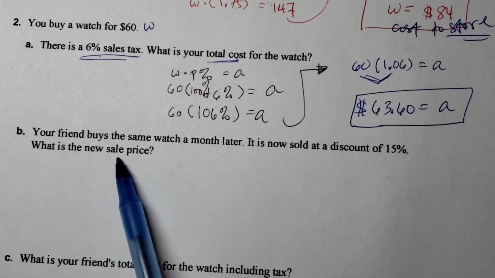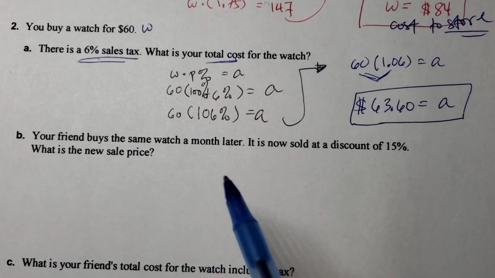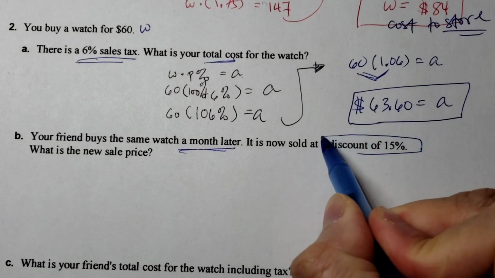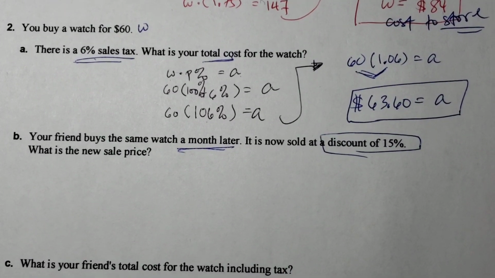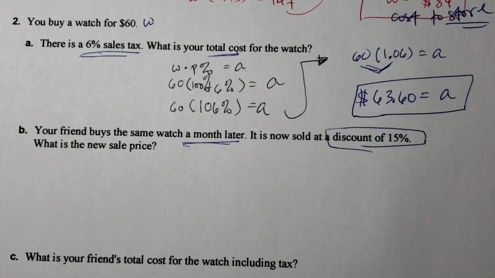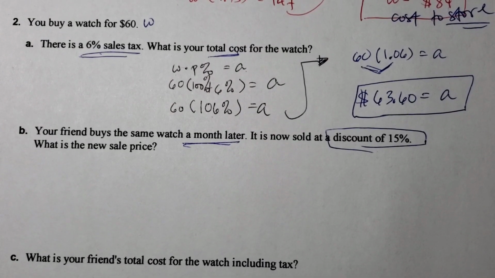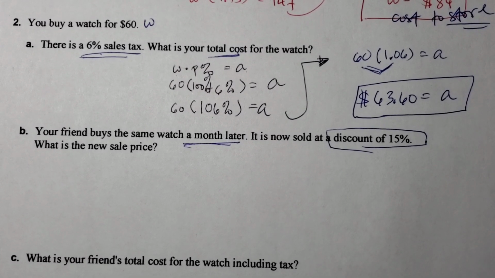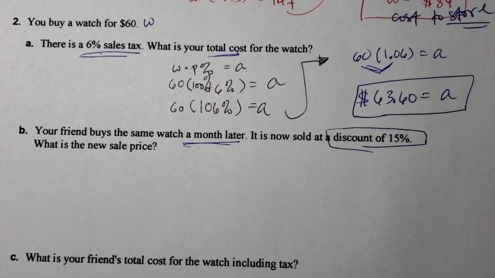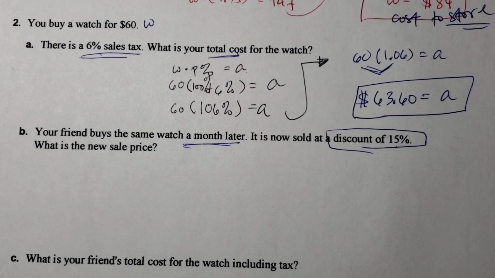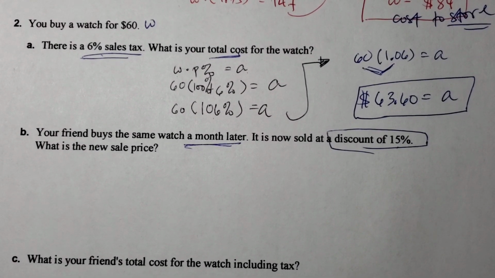Now, your friend buys the same watch a month later. Oh, it was on sale. Sold at a discount of 15%. What did we say about discount? Discount means to subtract the amount from the original price. So we pay less. So the discount is 15%. So we take 15% out. That means we're only paying 85% of the full amount.